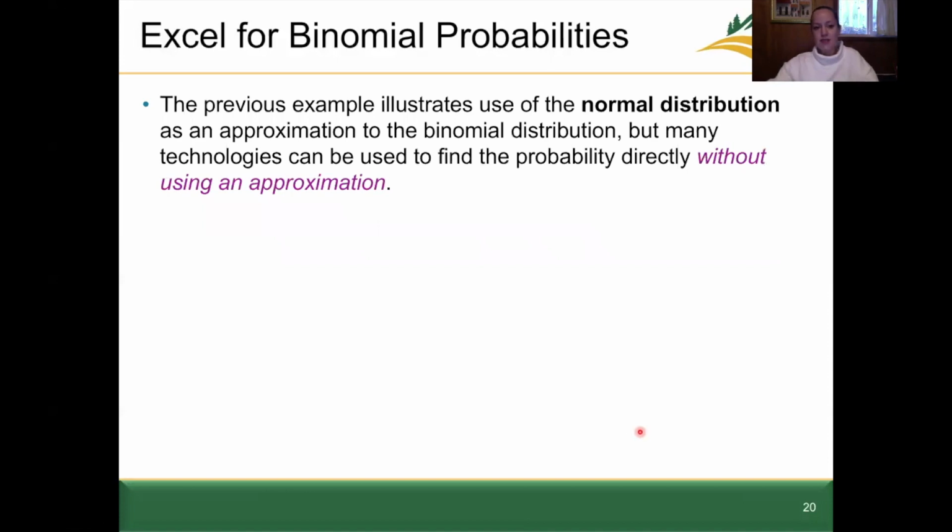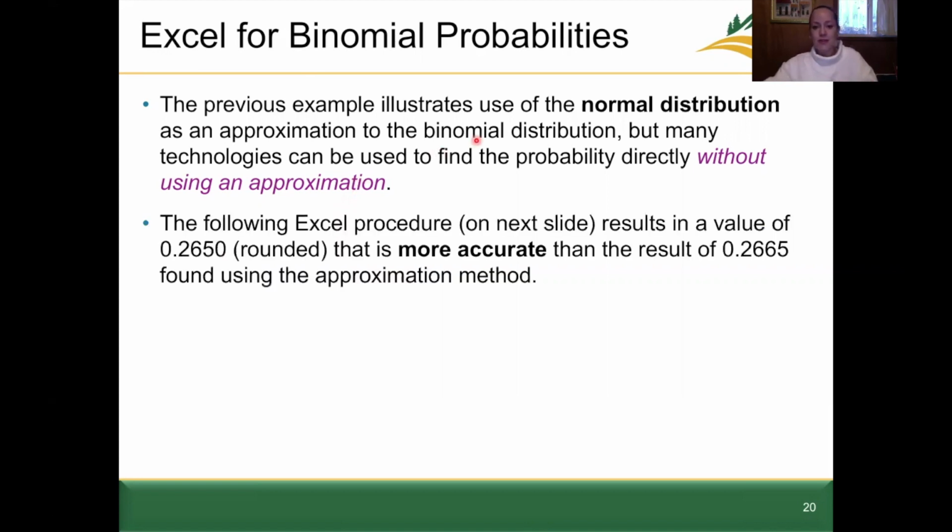So again, in this previous example, we used the normal distribution as an approximation to the binomial distribution. However, many technologies can be used to find the probability directly without using an approximation. And again, the approximation we used here was approximating this data as a normal distribution when really it's truly a binomial distribution. So we'll go through it not approximating this data using a normal distribution.